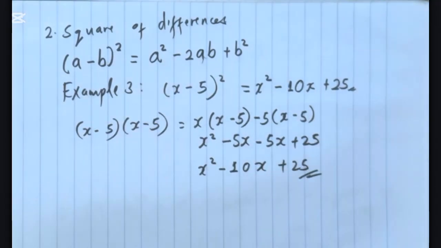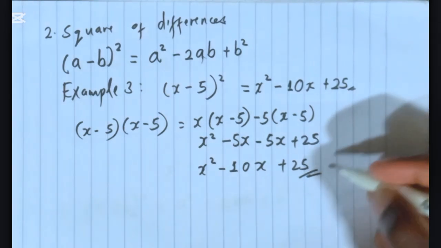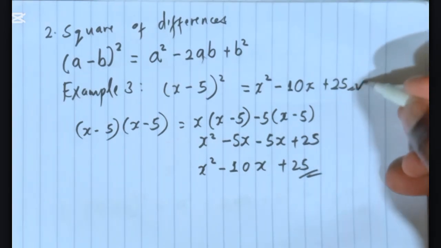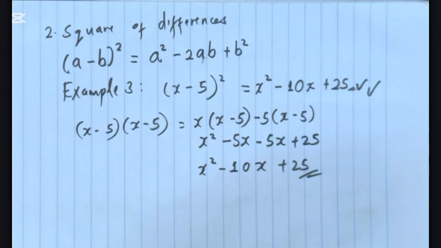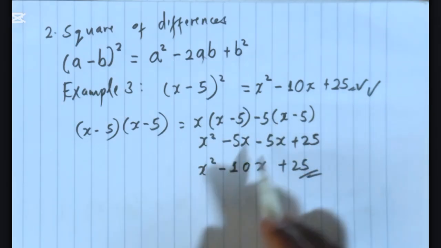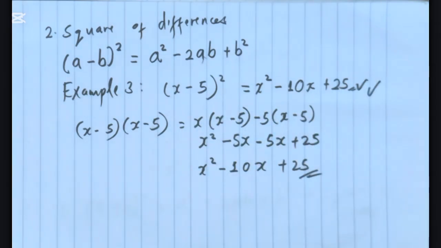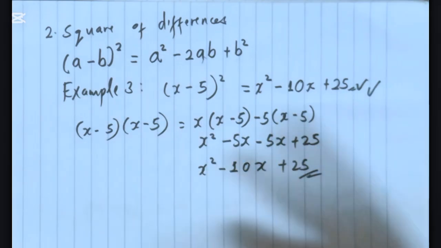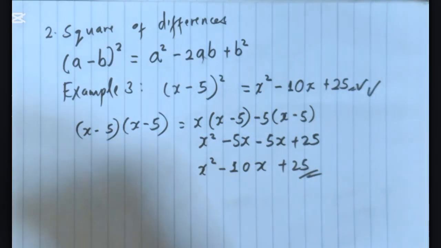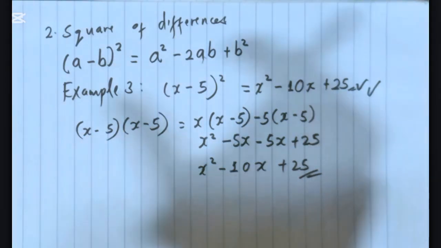So you are able to see that our answer here is the same as what we have up here. Both of them are x squared minus 10x plus 25. And so that is a second quadratic identity that I wanted to introduce you to.